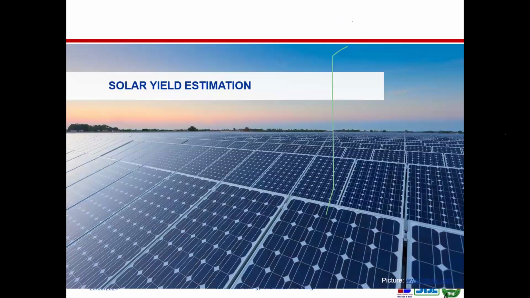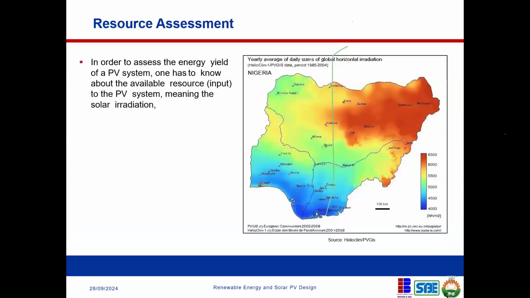Now, let's just look at solar yield estimation. How do you calculate the amount of energy you get out of solar panels? In order to assess the energy yield of a solar PV system, one has to know about the available resources to the PV system, meaning the solar irradiance. Now, this is a solar map of Nigeria.